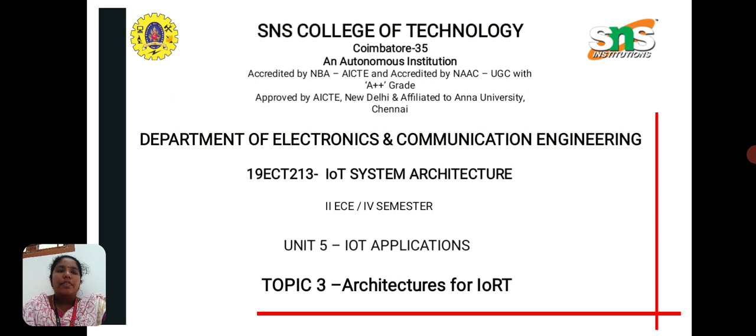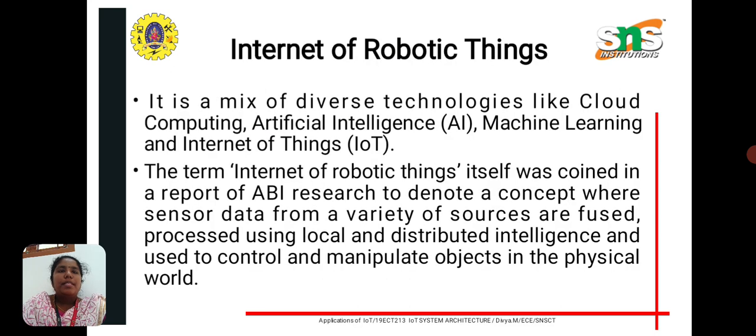First, we will see an architecture for IoT. It will integrate several layers and components to enable seamless communications, data processing, and autonomous decision making among interconnected devices. We have several integrated layers for IoT. It is a mix of diverse technologies like cloud computing, artificial intelligence, machine learning, and Internet of Things.